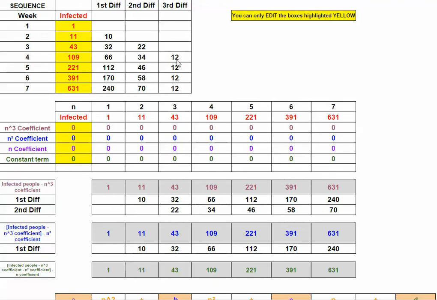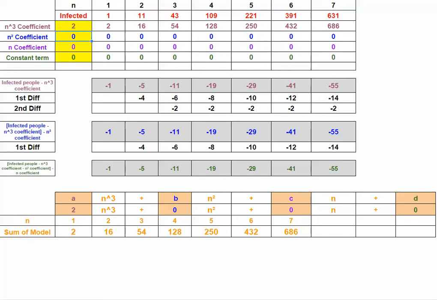For cubic functions, I won't explain why, that's a challenge for you to investigate. You divide the constant third difference by 6, and that will give you the cubic coefficient. So in this case, that's 2. This row then automatically generates 2n cubed. The grey rows show you the difference between your current model's predictions and the actual numbers. So 686 is 55 too much, 432 is 41 more than 391. At the bottom is your current model's predictions. So we've currently got a 2n cubed model.